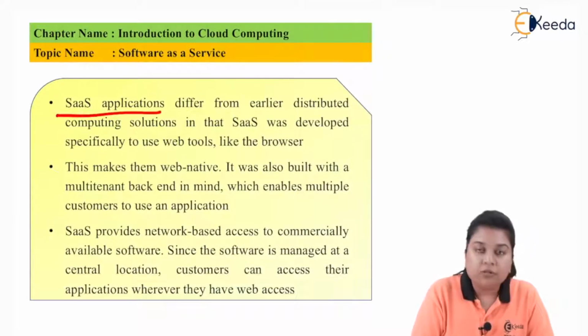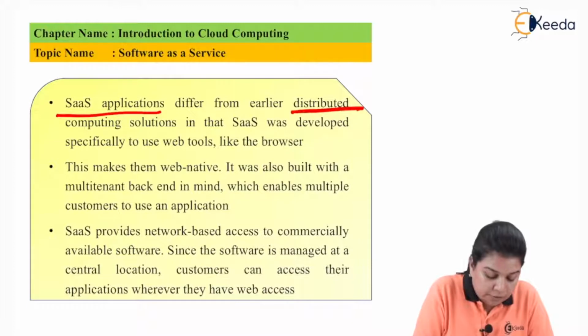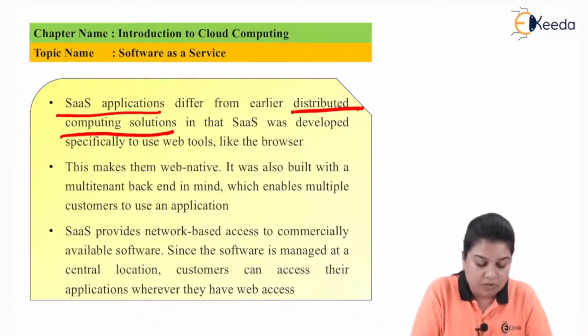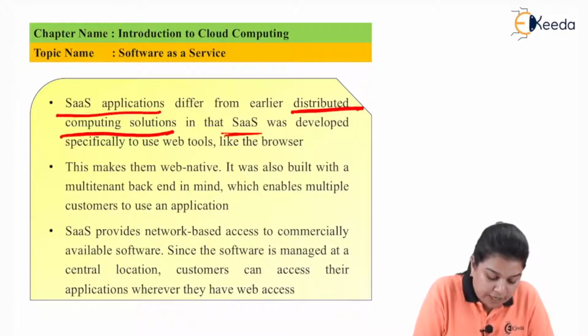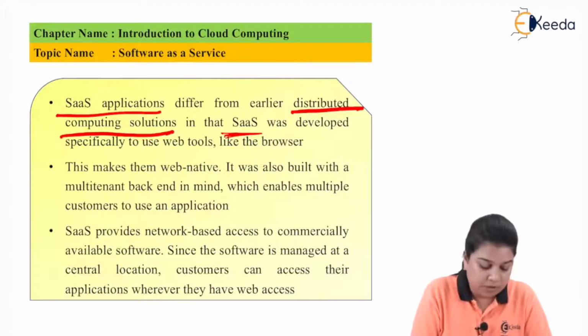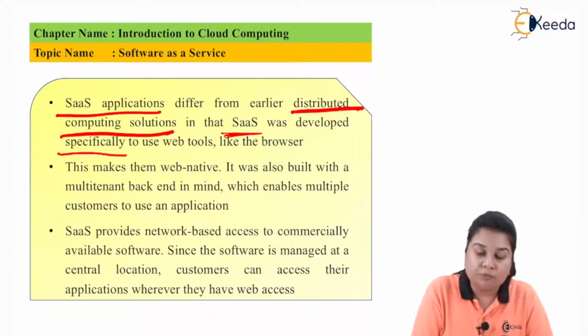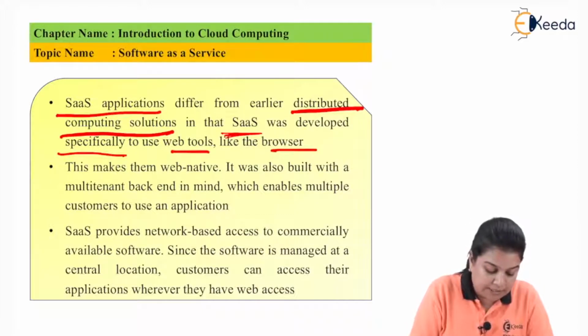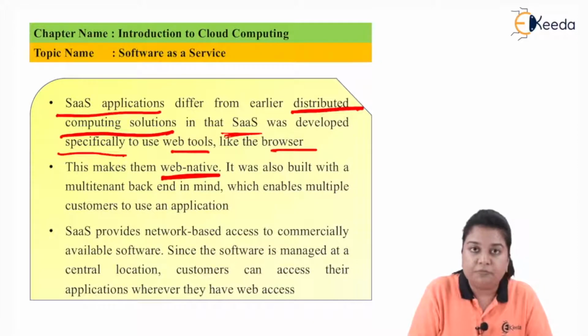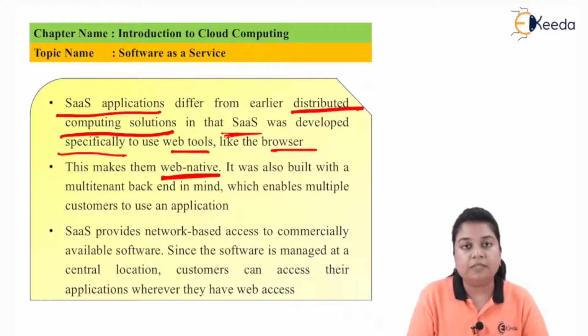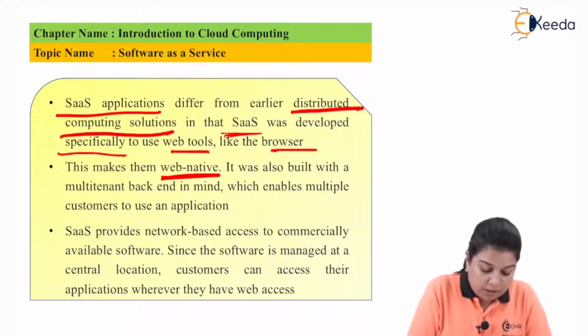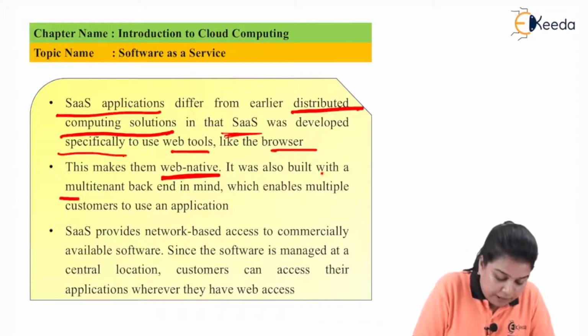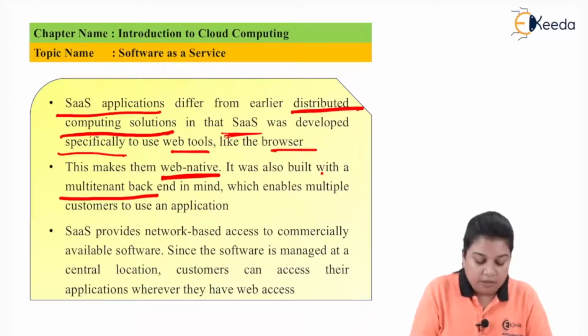Software as a service applications differ from earlier distributed computing solutions in that they were developed specifically to use web tools like browsers. This makes them web native. That means these services are native to the internet, or we can say the web. It was also built with a multi-tenant backend in mind.